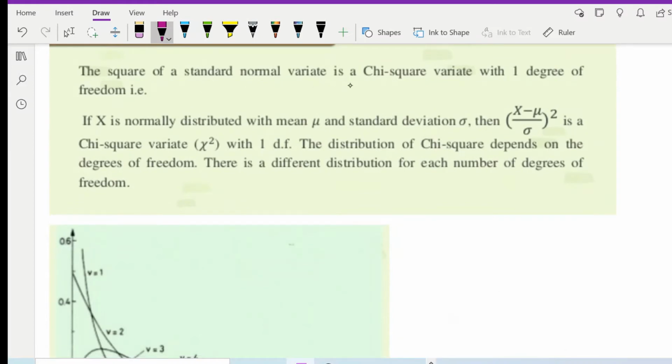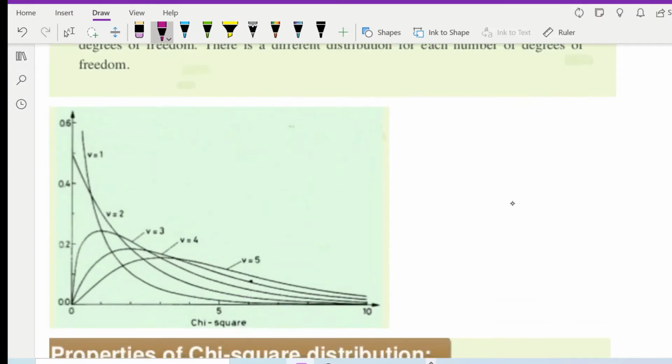The square of a standard normal variate is a chi-square variate with 1 degree of freedom. If x is normally distributed with mean mu and standard deviation sigma, then (x minus mu) by sigma, the whole squared, is a chi-square variate with 1 degree of freedom. For different degrees of freedom, the chi-square curve is represented here. This is nu equals 1, this is nu equals 3, and this is the curve when degrees of freedom is equal to 5.